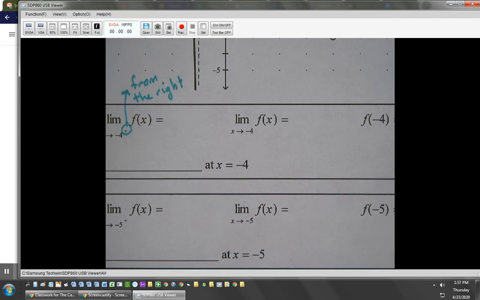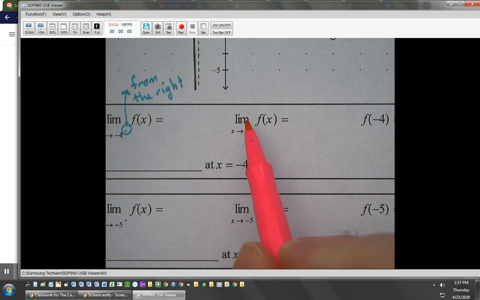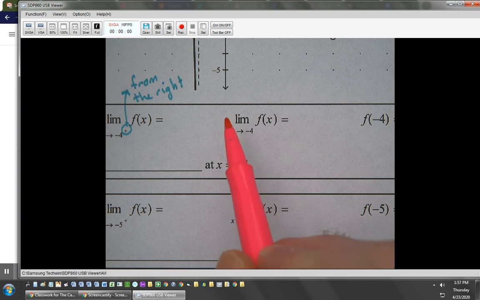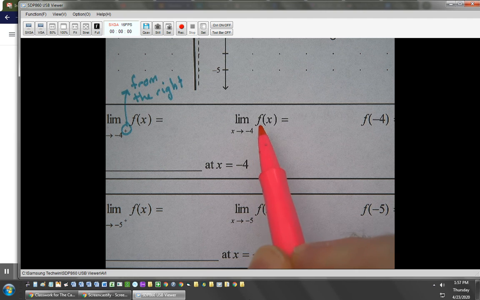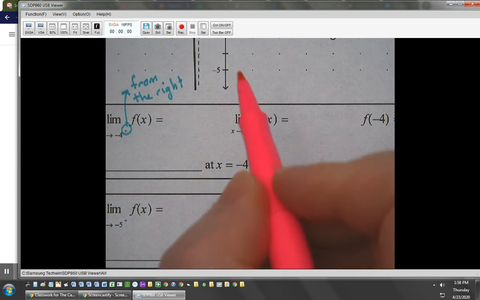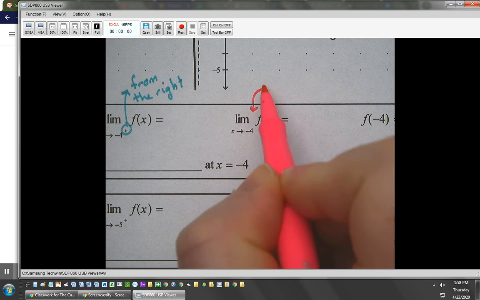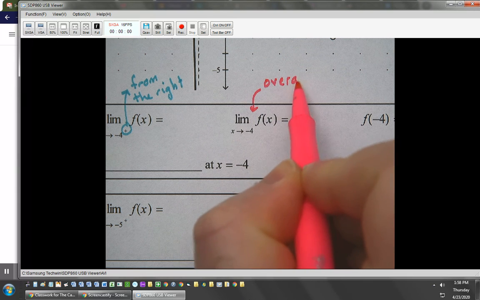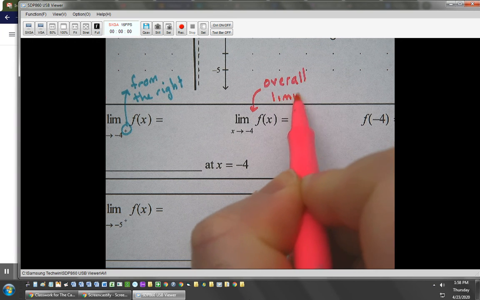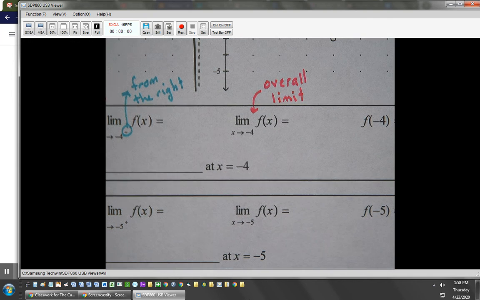Now moving over here, this is another notation. Notice we have the limit and we have our function again. So this is saying what's happening to my graph, what's happening to my y values as x approaches -4, but there's no symbol here. That means that it's coming from the left and the right at the same time. You're looking at both sides. This is what we call the overall limit, or just the limit. Most mathematicians would just call that the limit, but it means the overall limit. It's what's happening from both sides.